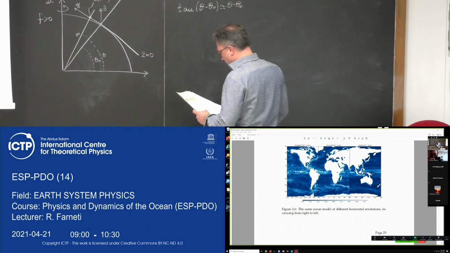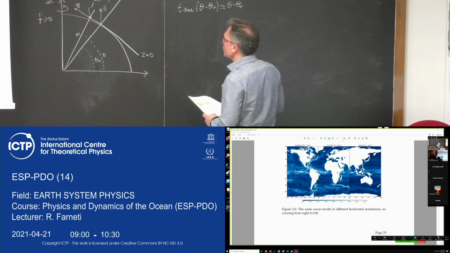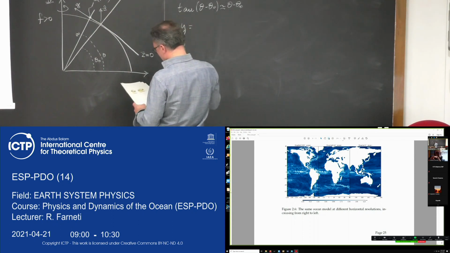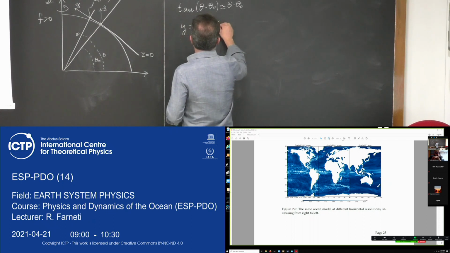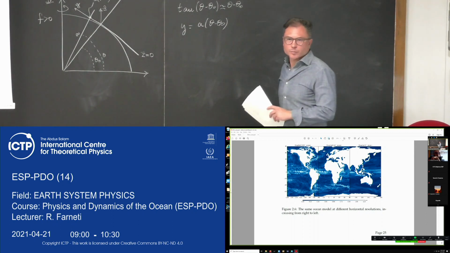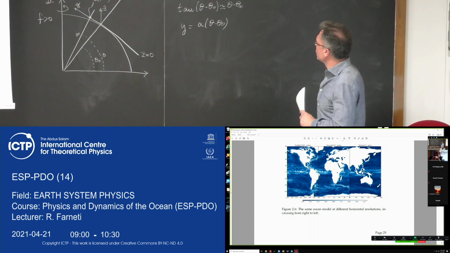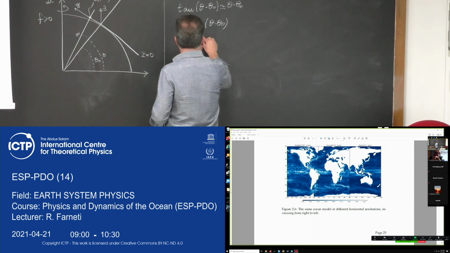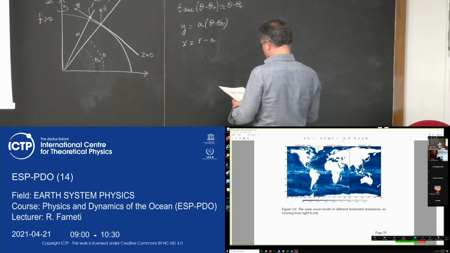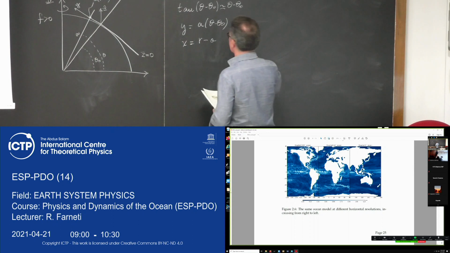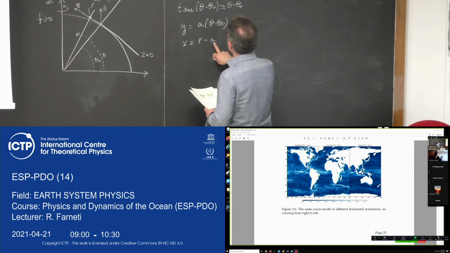And so my coordinates in this Cartesian plane are going to be y equals a times theta minus theta naught with this approximation. It's supposed to be tan of theta minus theta naught, but I can make that approximation for small variations in latitude. Then my z is going to be r minus a. So r is the distance of the fluid from the center of the sphere, and a is the radius of the Earth.